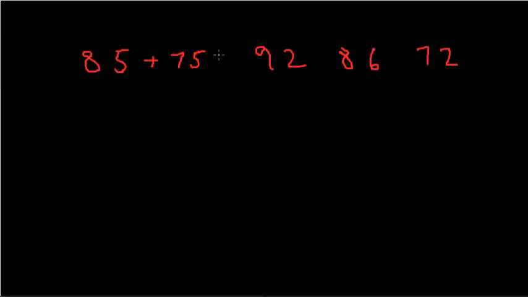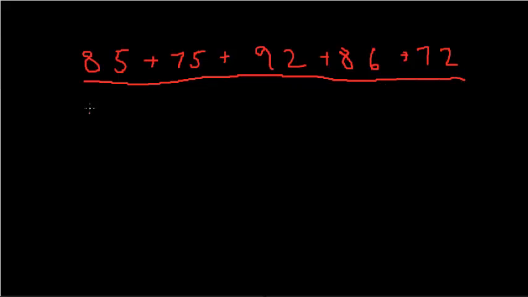Let's take a look at averaging. Let's say I want to average my test scores of 85, 75, 92, 86, and 72. To average these 5 test scores, I need to add them all together and divide by how many tests I have taken, in this case 5. Anytime I average numbers, I add them all together and divide by how many numbers there are.